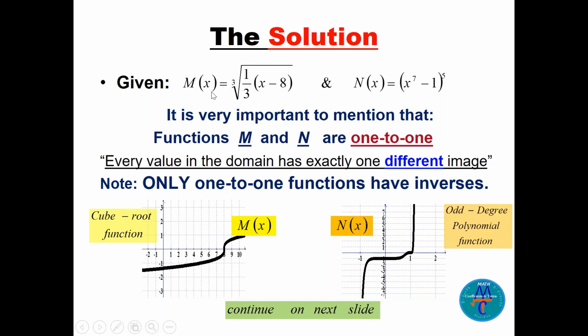Now, the first function, m of x, is a cube root. This is enough to say it is 1-to-1. I put the graph here as an extra; you don't have to graph it. Just mention the cube root function is 1-to-1. Also, this one is an odd degree polynomial function, like x cubed, x to the power 7, x to the power 5. The degree here is 35, x to the power 35. So this is also an odd degree polynomial function, so n of x is also 1-to-1.